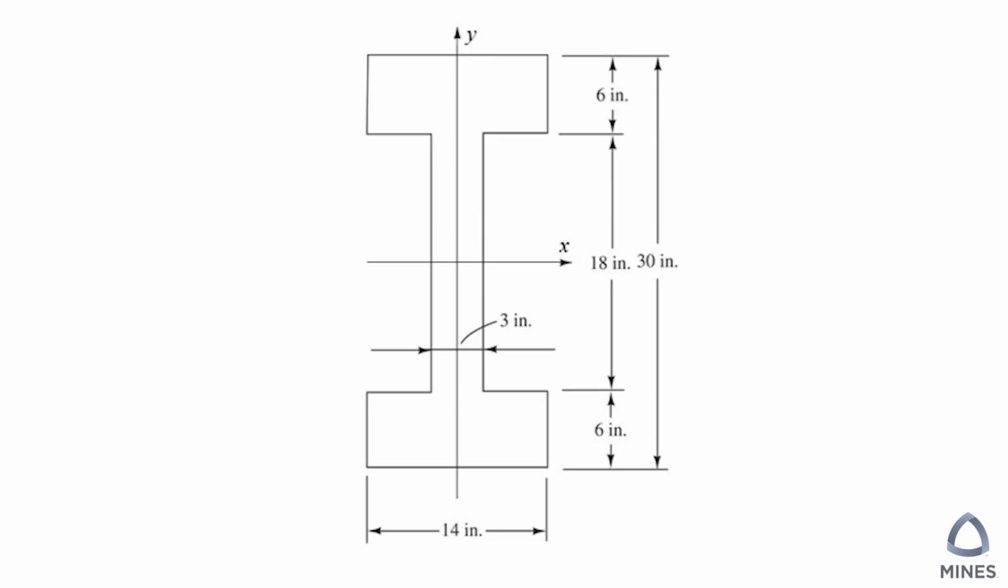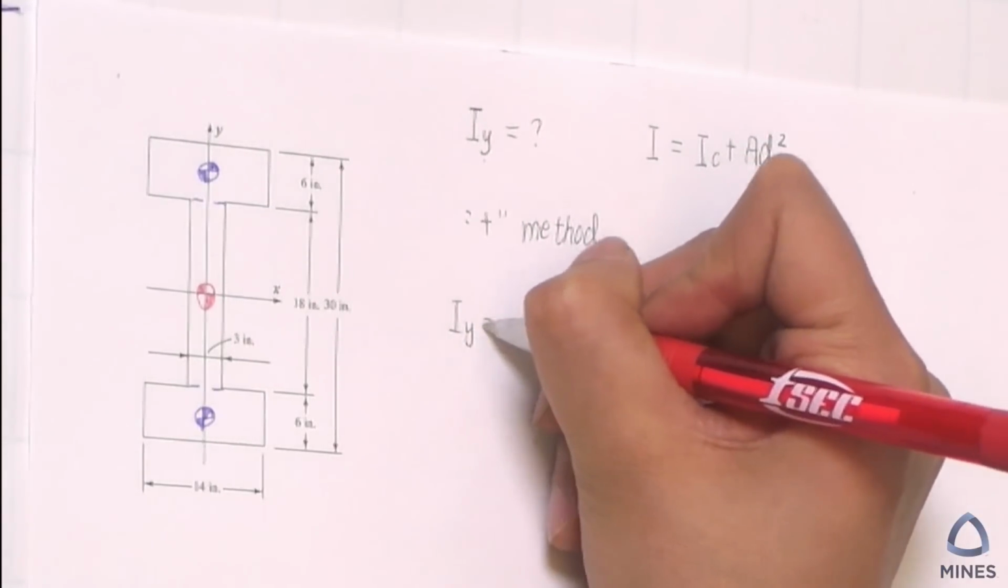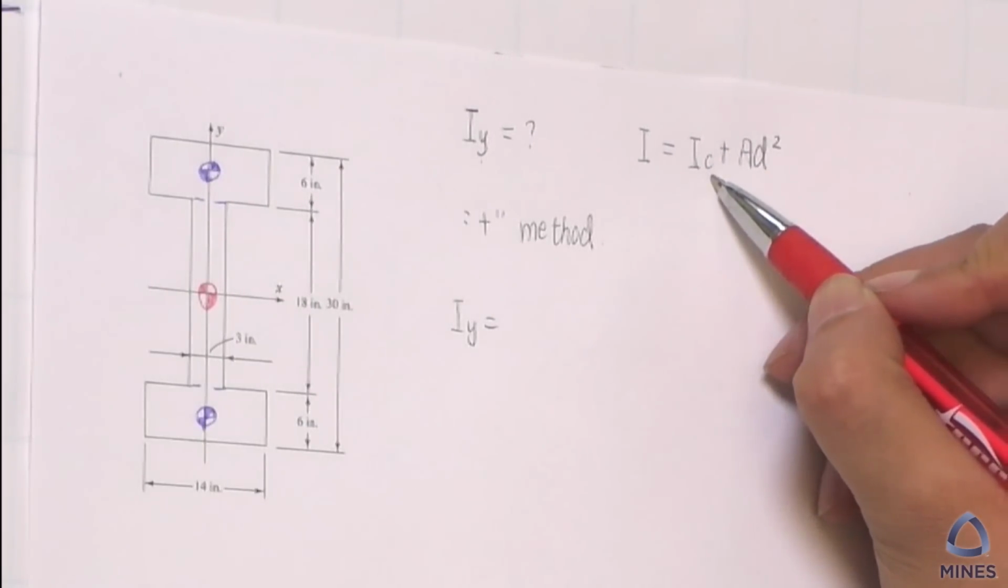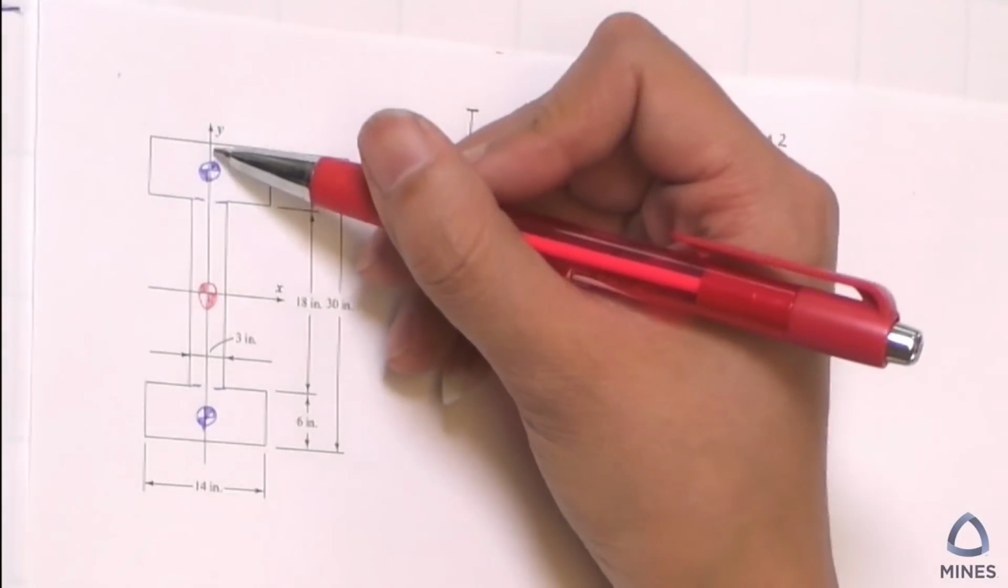So you can see, mark the centroid. This is the system centroid, and if we divide the area into 3 components, that's the centroid for each component. So now Iy will be the moment of inertia for each area about its own centroid plus the A d square. So now let's take a look.